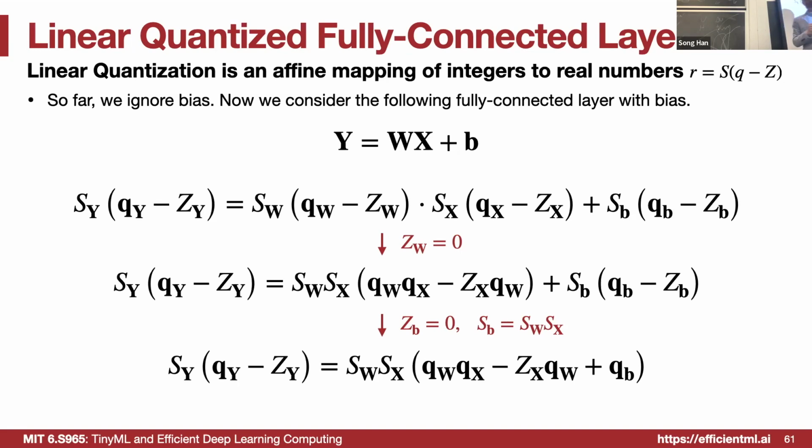This is the last complicated equation, so make sure we are on the same page, right? Go back a little bit. We first assume Z_W to be 0, right? Since the weight distribution is symmetric, we map 0 to 0. And then we set Z_B to be 0 again. For the bias, it is also symmetric, so we set 0 to map to 0. And then we set the scaling factor for the bias to be the same as the multiplication of the scaling factor of the weight and the activation, so that we can combine the terms in this format.